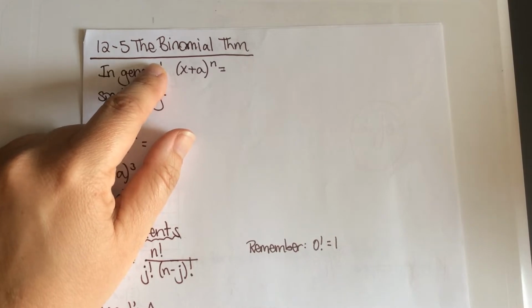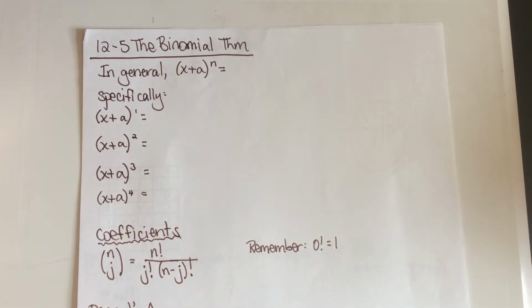So this 12.5 is the only section we're going to cover from chapter 12, and it is going to be on the chapter 11 test. So we're just mushing it in because it's only one section. It doesn't make sense to make its own quiz or anything for that. So the binomial theorem.